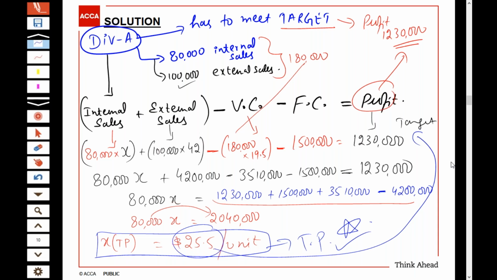Our priority is on target profit, because you need to make that target profit. You need to make that target profit from both internal and external sales.